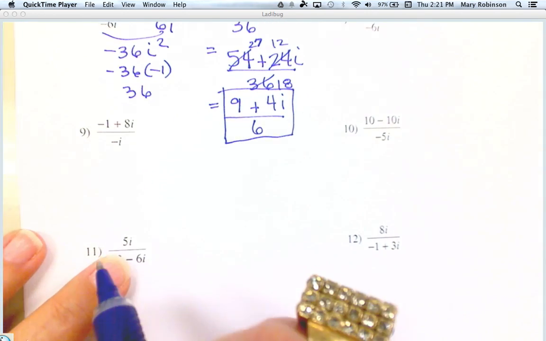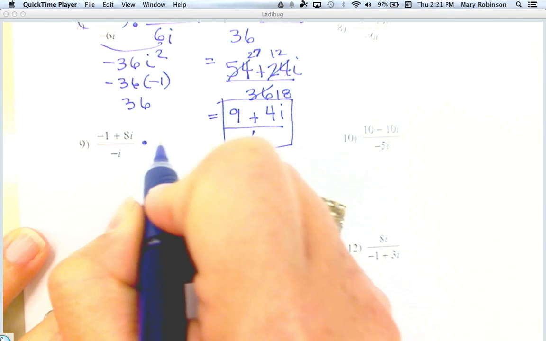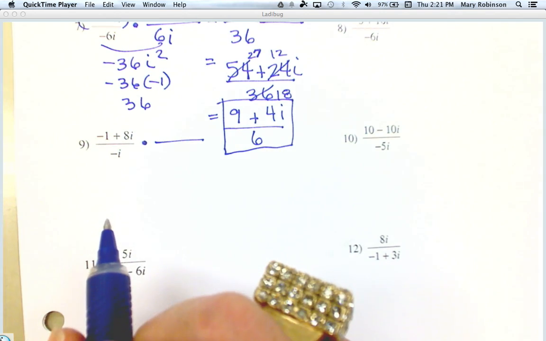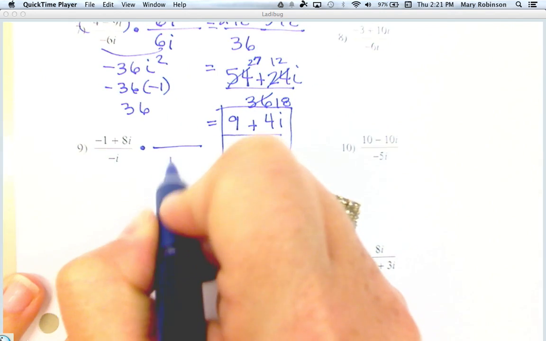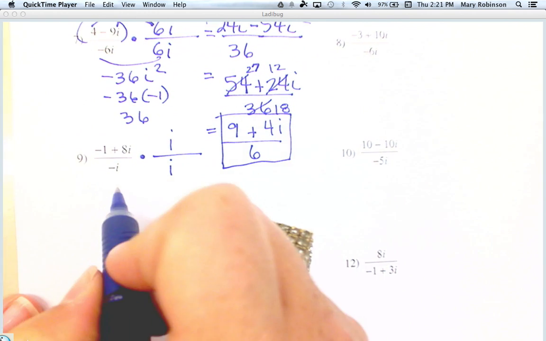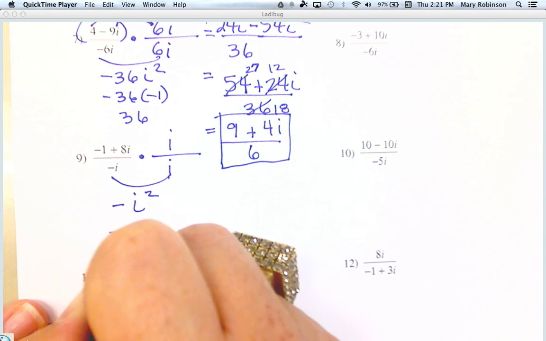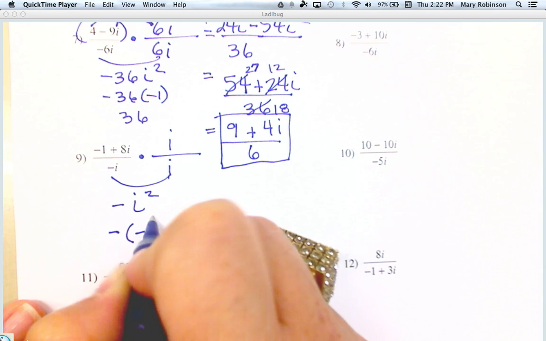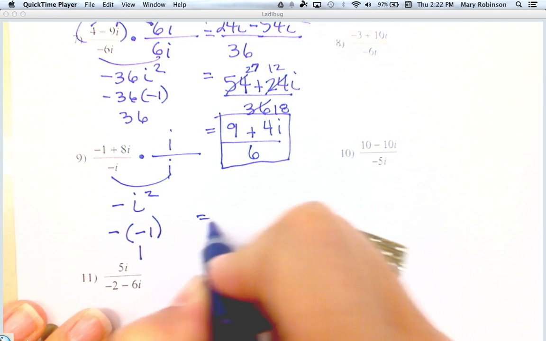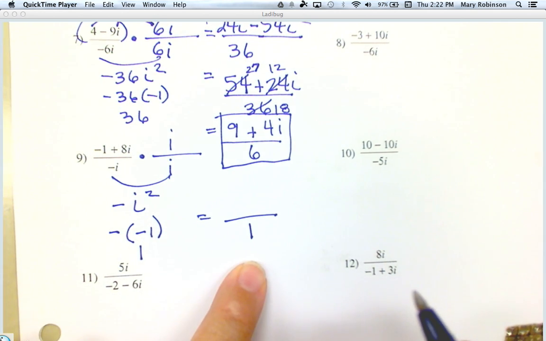Number 9, we have a monomial again down here at the bottom. It's negative i. The conjugate of negative i is positive i. When I multiply my numerators together, I get negative i squared. So it's the opposite of negative 1, which is positive 1. So my denominator is 1.